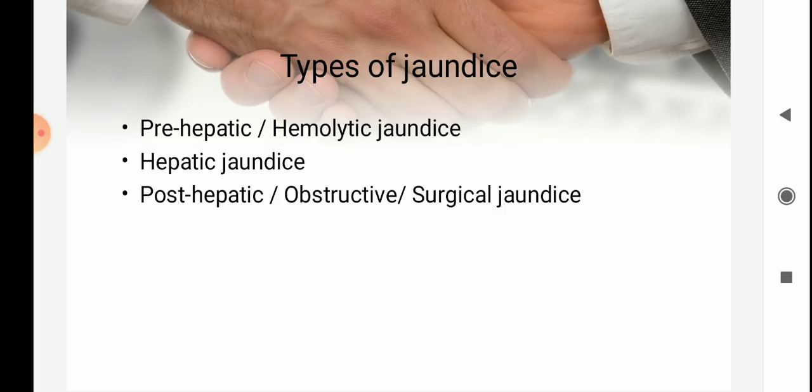Types of jaundice: a 3 marks question or a part of a 5 marks question. Prehepatic, that is hemolytic jaundice, that is intravascular hemolysis, before it enters the liver, that is prehepatic. Then hepatic, in the liver. Then post-hepatic, which most of the time is related to obstructive or surgical causes.